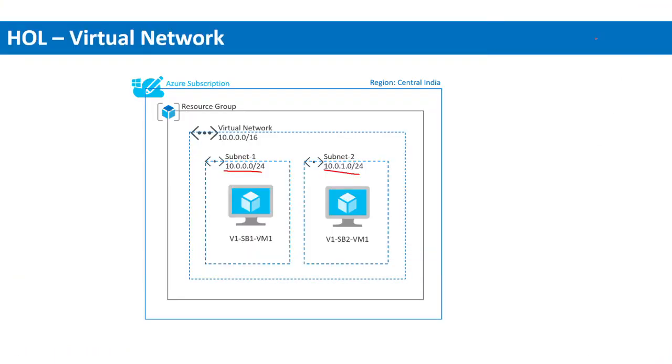All right, this is the hands-on lab we have done. We have deployed one resource group, one virtual network, two subnets and two different virtual machines. And we tried to connect these two virtual machines from each other. That is working fine. Right, guys? Any questions so far? Any questions, guys? No? Perfect.